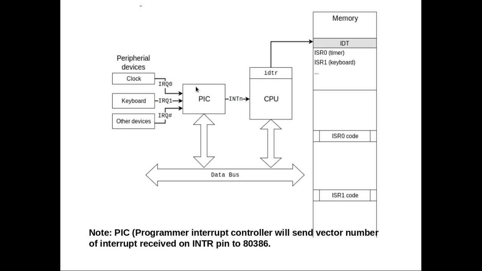By using this logic, the PIC can convert that interrupt request into the vector number, and then the CPU or microprocessor will carry out an interrupt acknowledgement bus cycle in order to read that vector number from the PIC. Are you getting it? In this way, 80386 can identify the type number, the vector number, of the interrupt which is coming on the INTR pin. I hope it is clear to you.